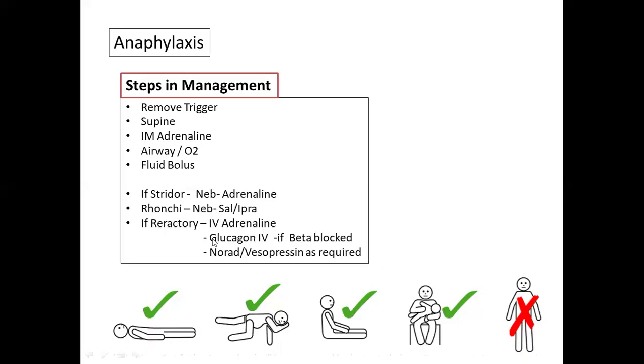If the anaphylaxis is refractory, we are going to give IV adrenaline. And if the patient is already beta blocked, that means the patient is on beta blockers in his drug chart, his beta receptors are blocked already, so our adrenaline is not going to work then. So in that case, we should give IV glucagon, right? And if the patient is not responding to these measures, we can consider starting noradrenaline and vasopressin for persistent low blood pressure, right?